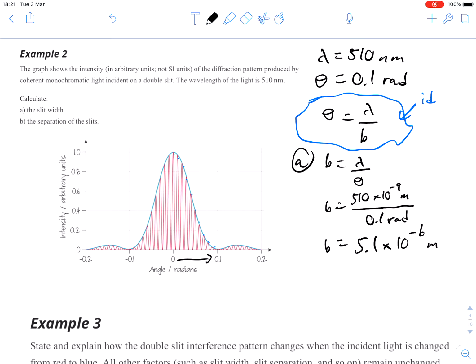Now question B is an interesting question because we're asked to calculate the separation of the slits. The separation of the slits normally comes from Young's double slit formula here. It's asking us to calculate this value, which we don't know, and we don't have any of this other information except for the wavelength. So how do we actually get this without figuring out capital D and little d? Well, there is actually a little trick here, and the information is actually within here.